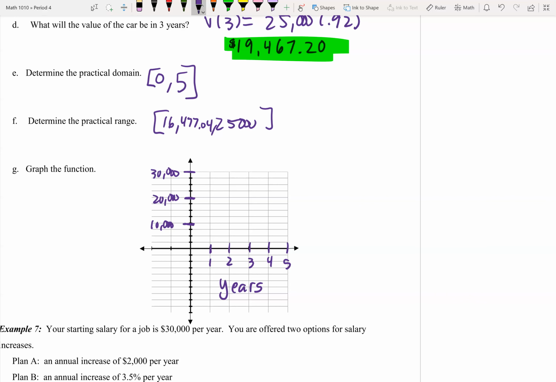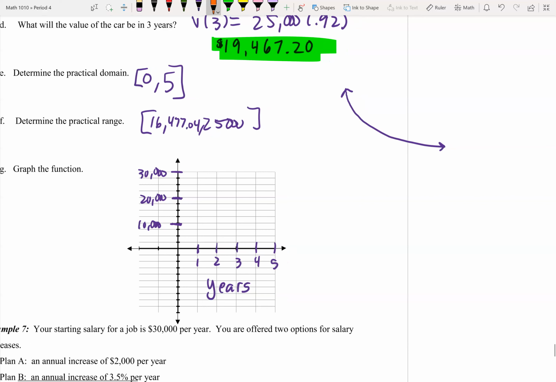Everybody talk to me. Is this a line? No. No, it's exponential decay. Guys, look. My graph is supposed to look like that, right? Because it's getting smaller. I could plot 2 points. Look. 0, 25,000 is right there. I know that 5 is 16,000. That's going to be about right here. And I could literally just curve it in.